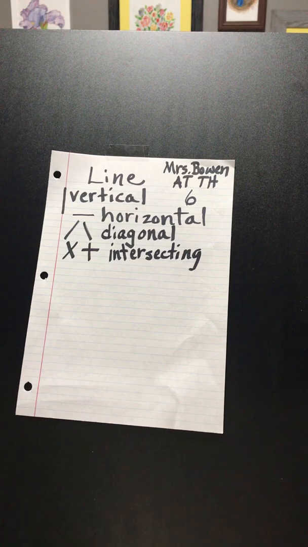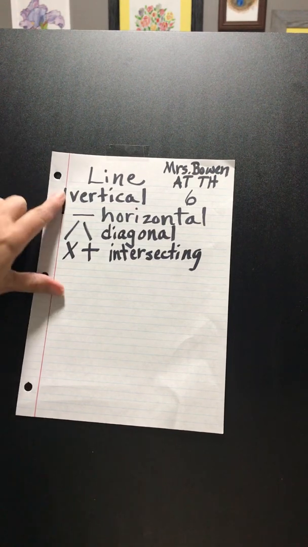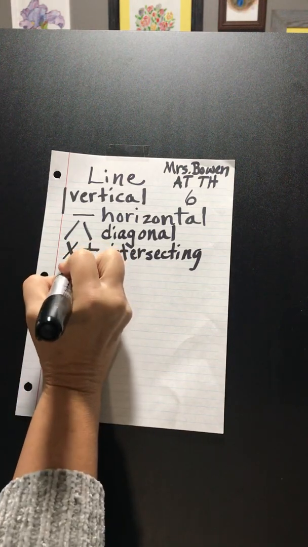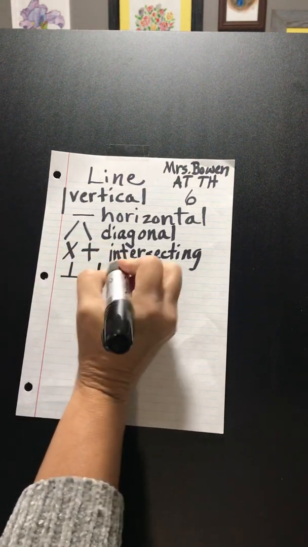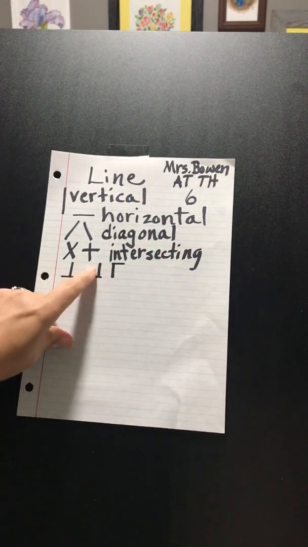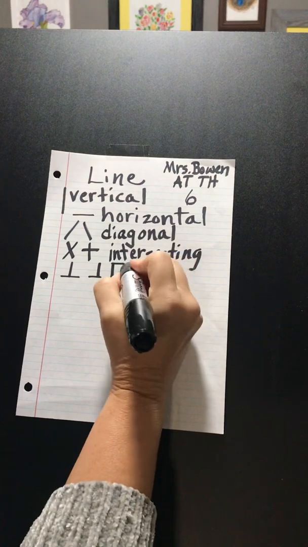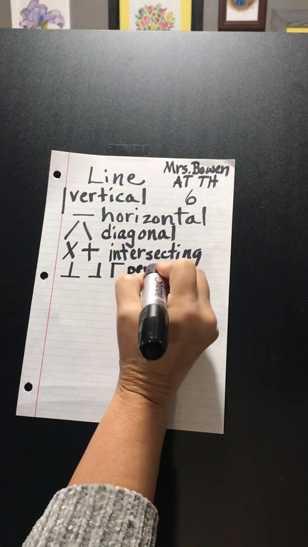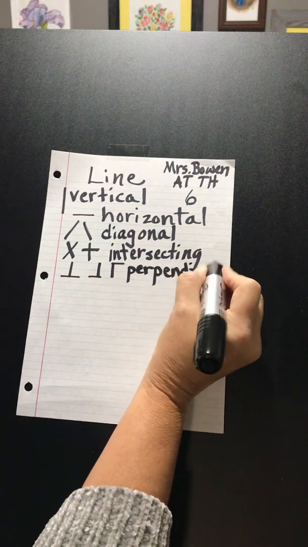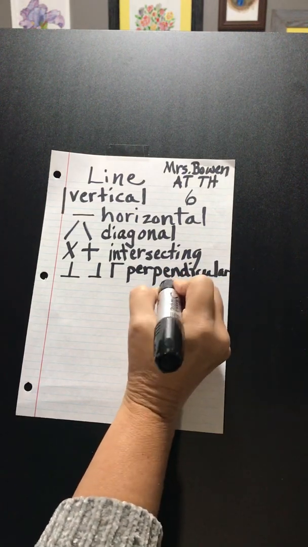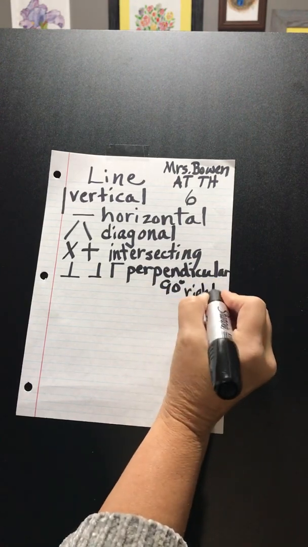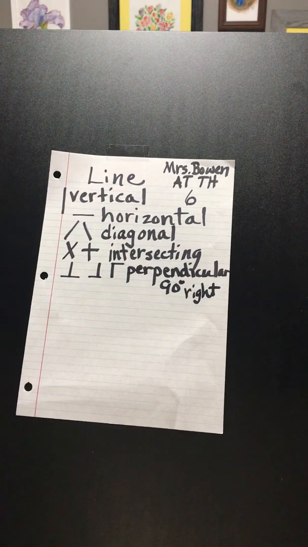Do you remember the next one? It's where vertical and horizontal meet to make a 90-degree angle. They look like this, or it could look like that, or it could look like that. All of these are making squared edges, 90-degree angles. It's called perpendicular, also called a right angle. We use those to build with.